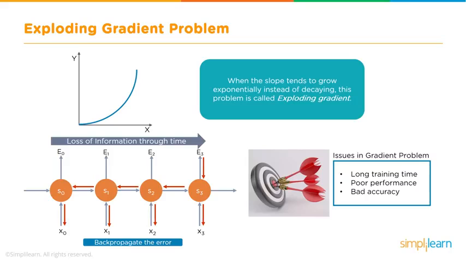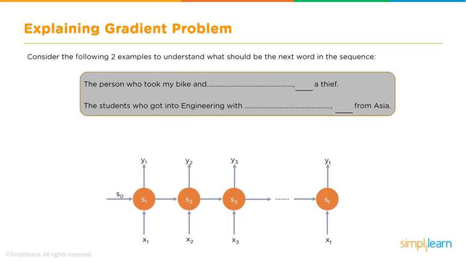Exploding gradient problem. Oh, this is one that runs into everybody. When you're working with this particular neural network, when the slope tends to grow exponentially instead of decaying, this problem is called exploding gradient. Issues in gradient problem: long training time, poor performance, bad accuracy. And I'll add one more in there. Your computer, if you're on a lower end computer testing out a model, will lock up and give you the memory error. Explaining gradient problem.